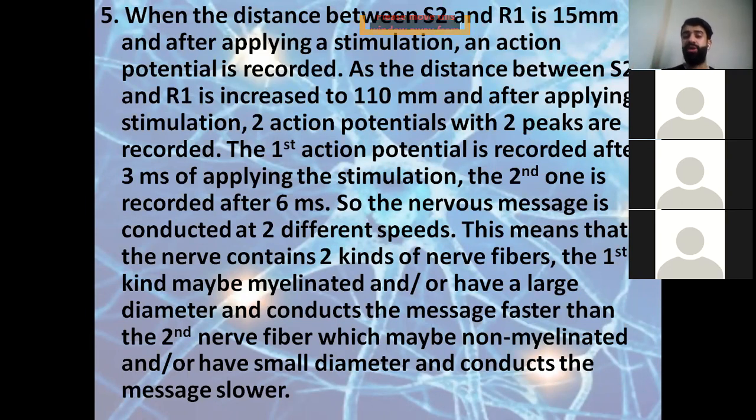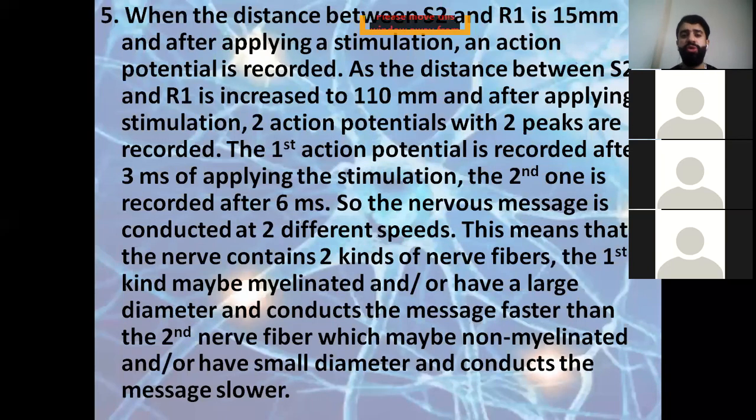So this means that this nerve contains two different kinds of nerve fibers. Maybe the first kind is myelinated, or having a large diameter, and the second maybe is non-myelinated or having small diameter, or maybe having small diameter and non-myelinated axon, and this will lead to the conduction of the nervous message in a slower manner.